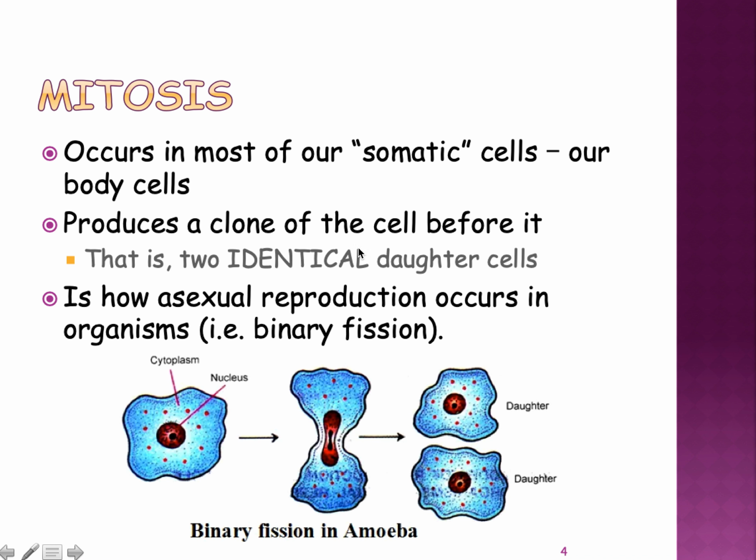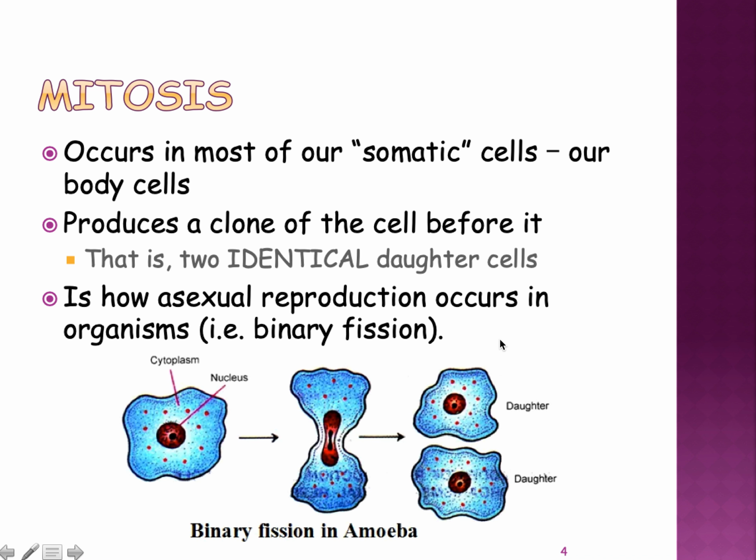So in mitosis, we get a clone of the cell before it, so you'll get 2 identical daughter cells for the most part, unless mutation happens, and that can always happen. But most of the time it's getting identical daughter cells.